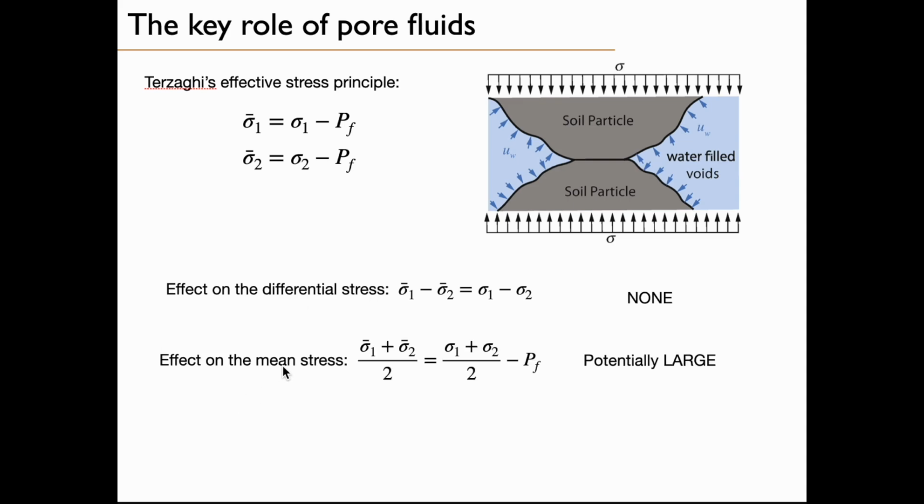However, if we compute the mean stress now, we make sigma bar 1 plus sigma bar 2 divided by 2. We substitute the definition of sigma 1 bar and sigma 2 bar, and we obtain this relation, sigma 1 plus sigma 2 divided by 2 minus Pf. So this means that the fluid pressure has a strong effect on the mean stress, and this effect can be potentially large depending on the magnitude of the fluid pressure.